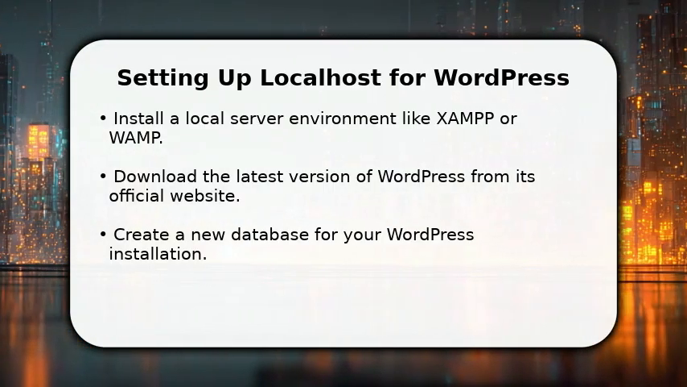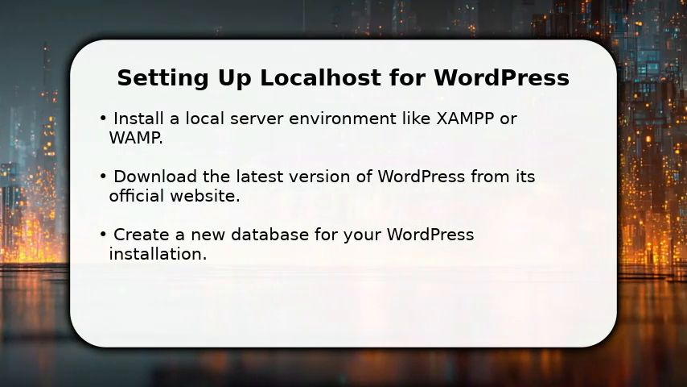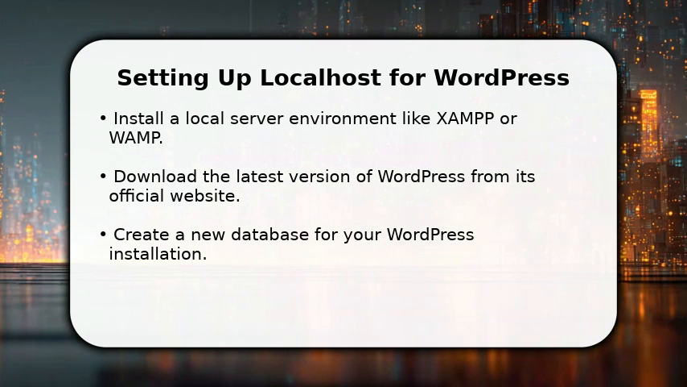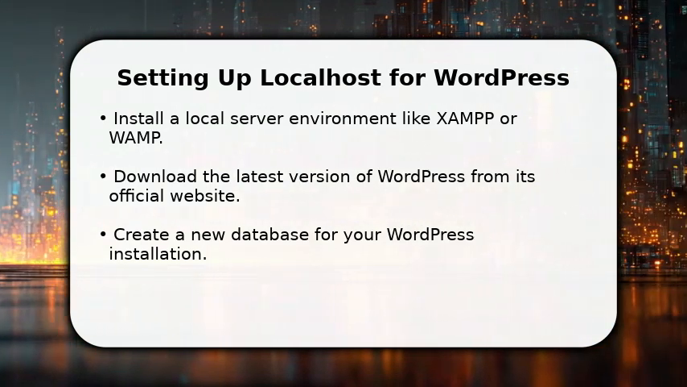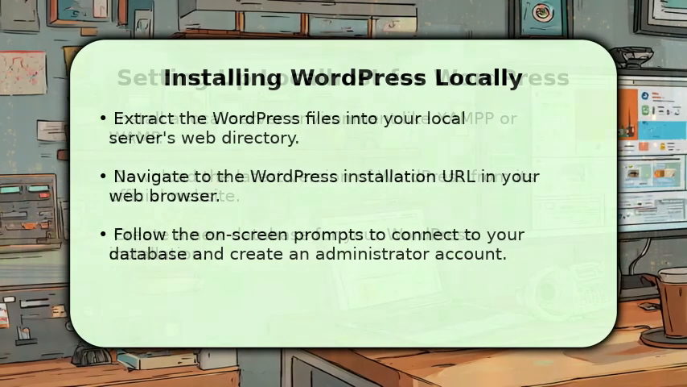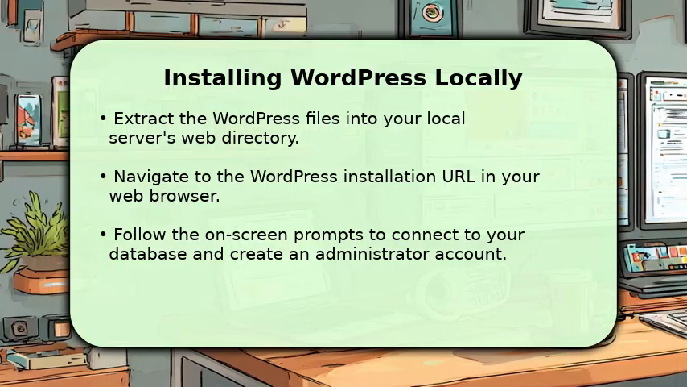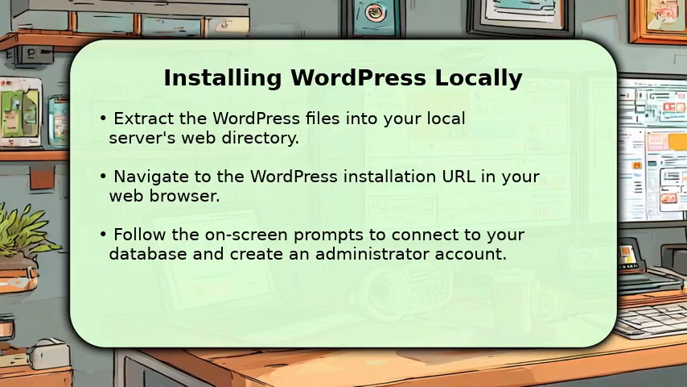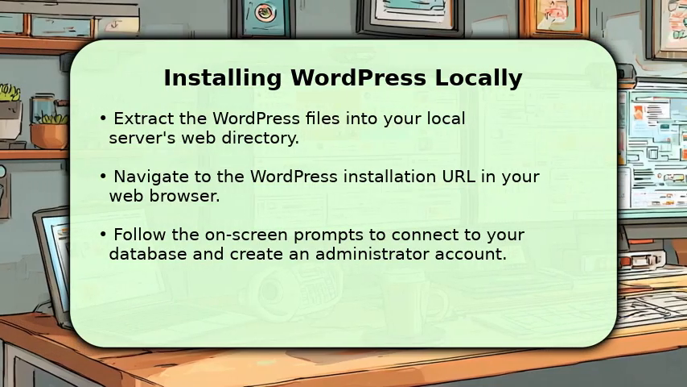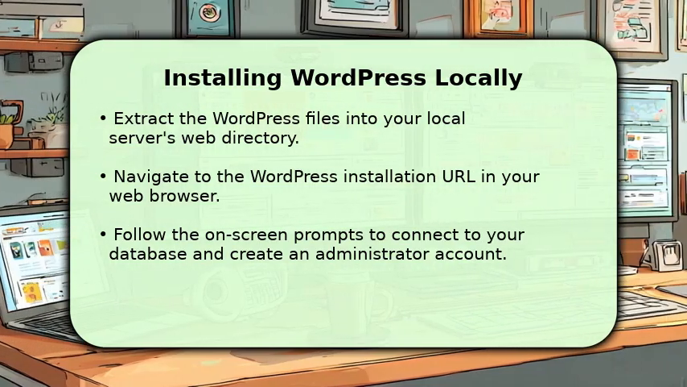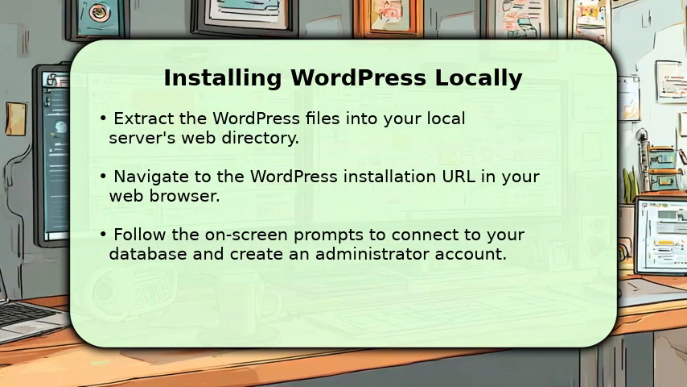Finally, create a new, empty database for your WordPress installation using phpMyAdmin, which is usually included with your local server package. This sets the foundation for your local development. Once your local server is running, extract the downloaded WordPress files into your web server's root directory, typically named htdocs or www. Then, open your web browser and navigate to the WordPress installation URL, usually localhost/WordPress or similar.